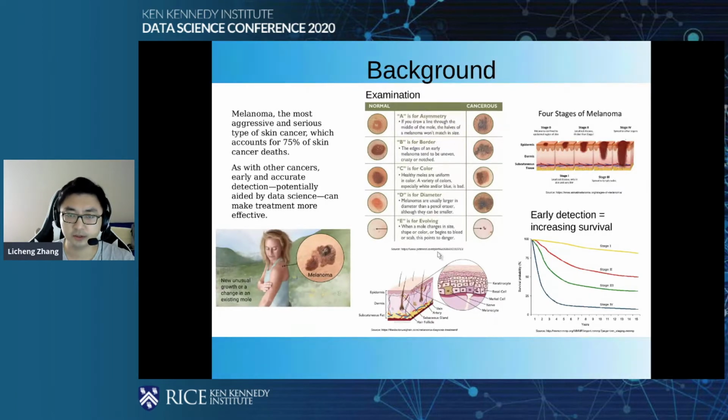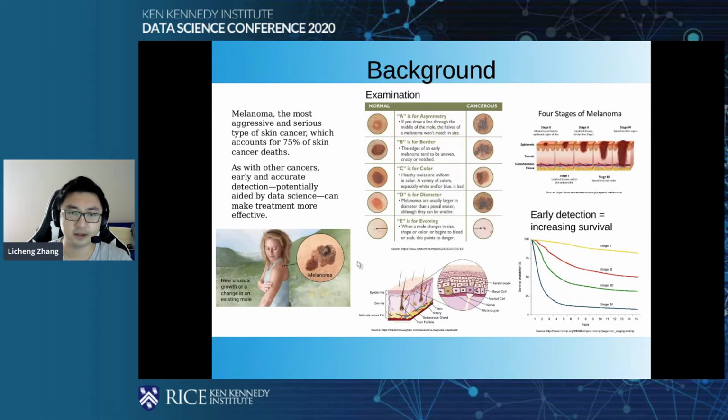For doctors or patients, there is a visual examination guideline called ABCDE. A stands for asymmetry, B stands for border, C stands for color, D stands for diameter, and E stands for evolving. So if you see some spot on your body which is not symmetric, the border is irregular, the color is not uniform, the size is larger than a pencil eraser, and maybe it starts to bleed or become bigger, then it's very suspicious. So maybe it's time to see a doctor and get tested.